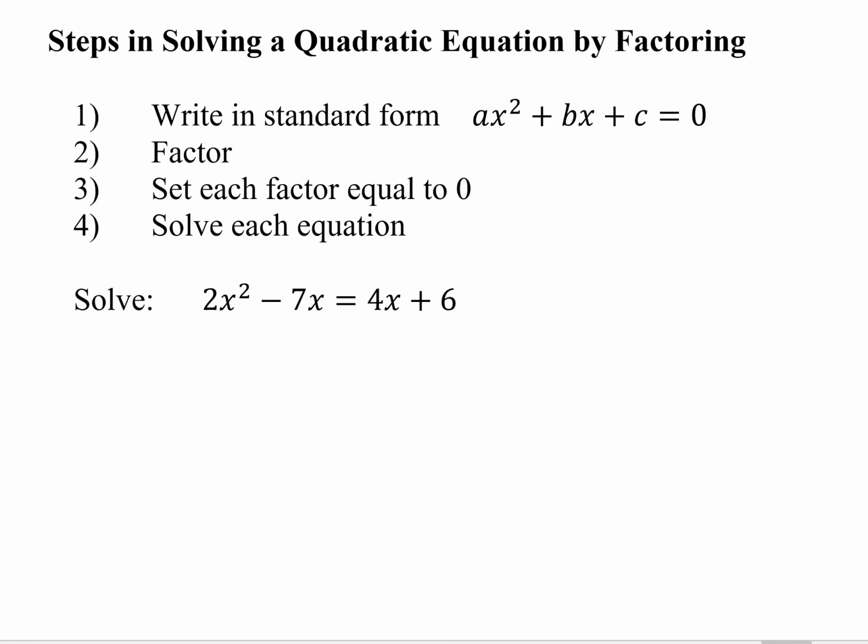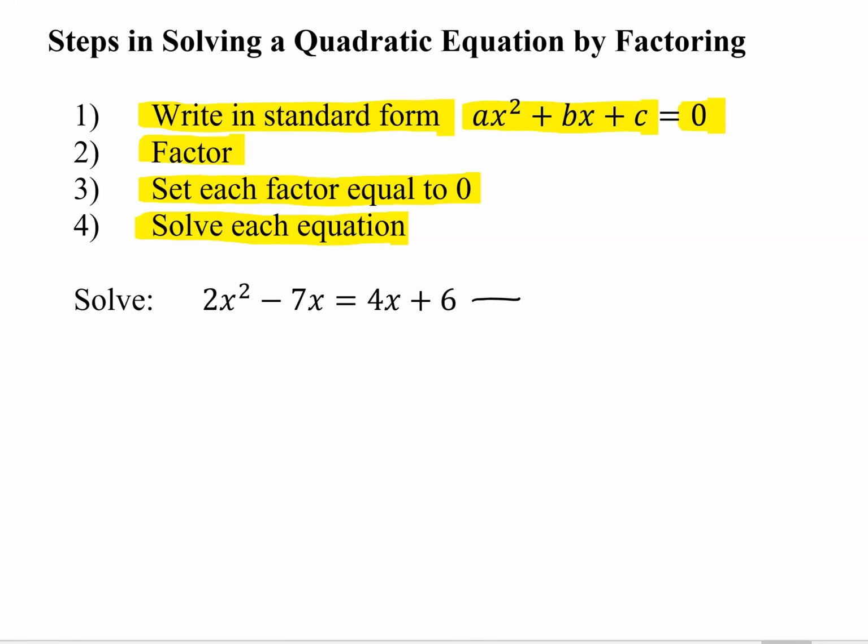So let's review the steps in solving quadratic equations by factoring. The first thing I need to do is write my equation in standard form. That means I need everything on one side in descending order and 0 on the other. Then I will factor. Then I will set each factor equal to 0, and finally I will solve each resulting equation. So let's look at the equation we are given.